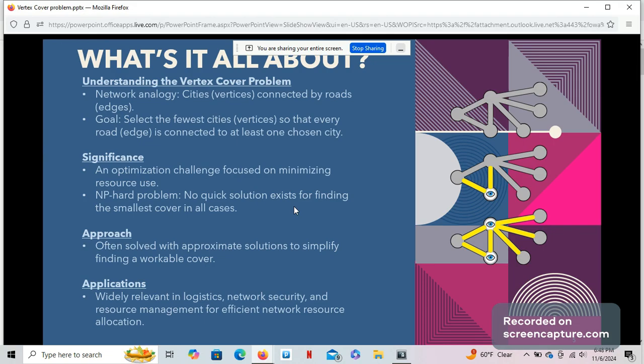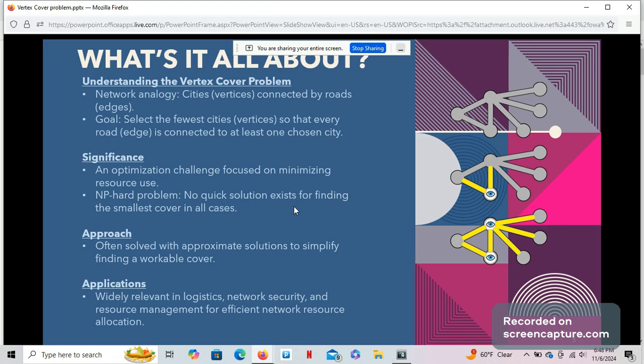So a little bit of an in-depth explanation. Let's dive into what the vertex cover problem is all about. Imagine you have a network like a web of cities connected by roads. In graph terms, these cities are called vertices, and the roads between them are edges. So the goal in the vertex cover problem is to pick the smallest number of cities or vertices so that every road in the network is connected to at least one of our chosen cities.